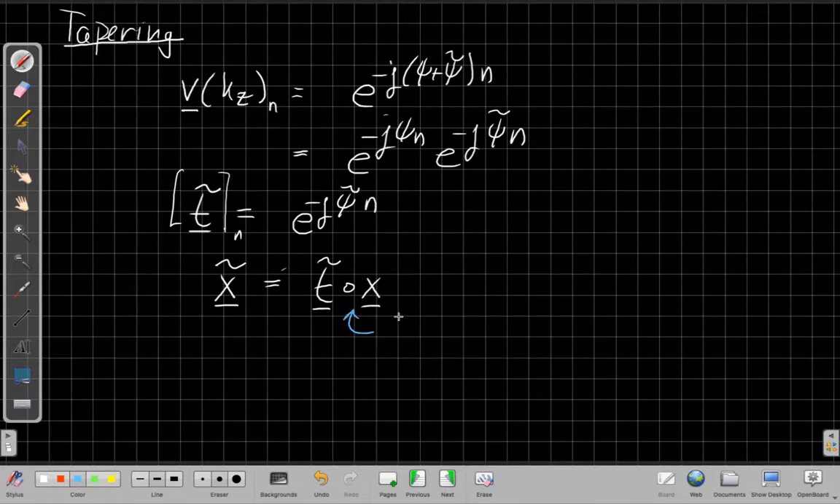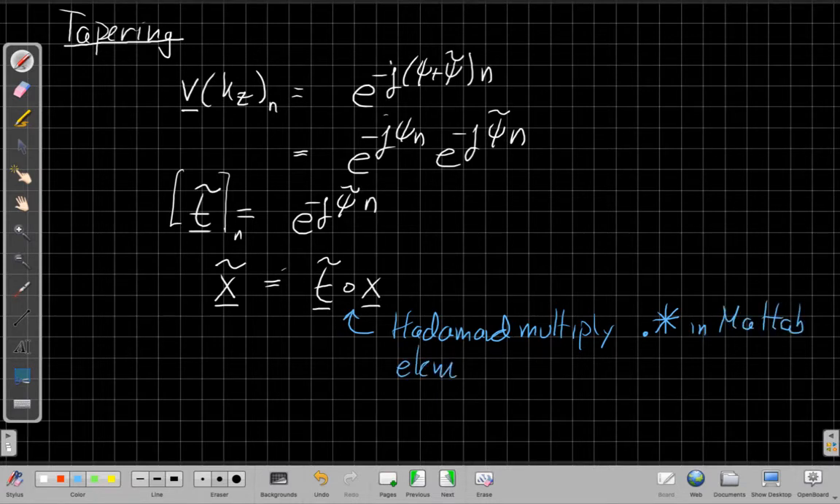Hadamard multiply, which in MATLAB terms, maybe the easiest, quickest way to say it, is like dot times in MATLAB. So it's an element by element multiplication. So we're going to take our data and basically apply these phase jitters to it.